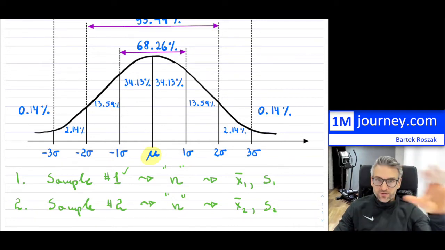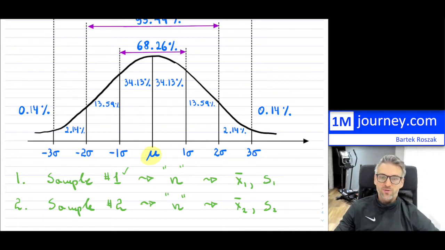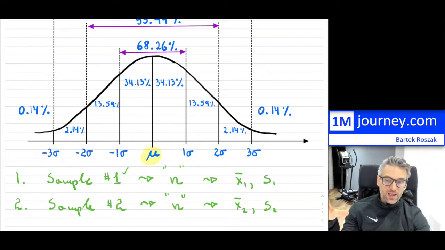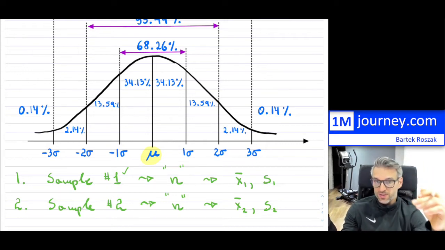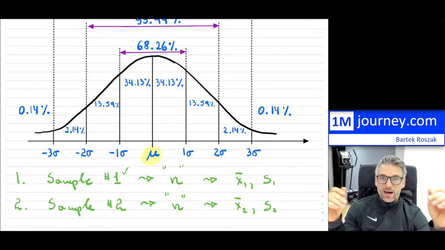Now, we know ahead of time that the population is normally distributed for that characteristic. For sample 1 and sample 2, the likelihood of them having the same mean, well, they could, but it's not going to be exactly the same, because we're not sampling the whole population. If we were sampling the whole population, we wouldn't need to have multiple samples. And the same thing would happen for your standard deviations. Your standard deviations may not always be the same.